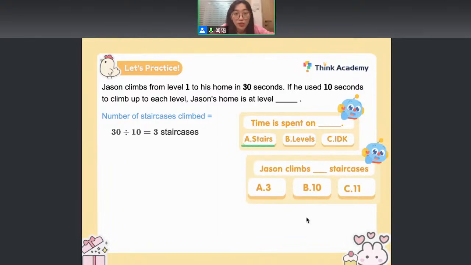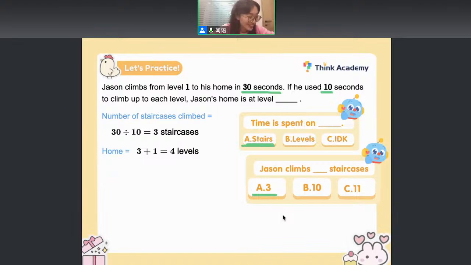Now you see we just get 30 divided by 10 because we spend 30 seconds on stairs. So how many stairs are there? We use 30 divided by 10. That is to figure out how many 10 are there in 30. We get 3 staircases. But 3 staircases, that is which level? For the interval problem, do remember that the number of levels is always 1 more than the number of staircases. So here you see for the answer, 3 plus 1 equals 4.